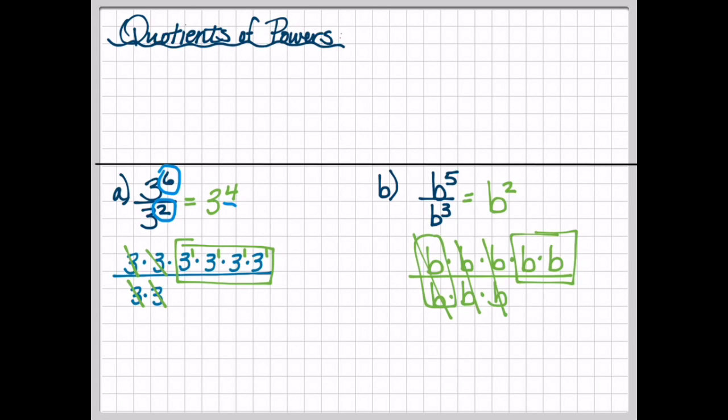Let's see if that works for b. I had a 5 and a 3, and my final answer was 2. So 5 minus 3 gives me 2. So now we can have a shortcut. We can have a rule that's going to work for everything. So let's say we have a to the x power over a to the y power. We can simplify by just subtracting the exponents and keeping the base. A to the x minus y power.